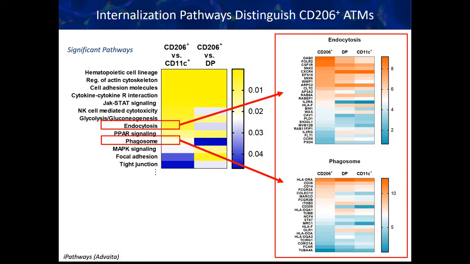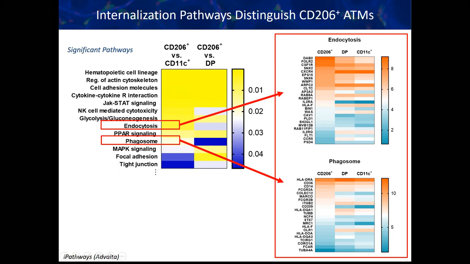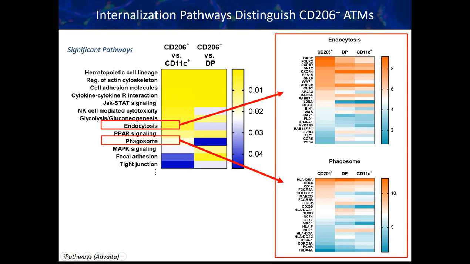Another thing that came out from these data is that, looking at pathway analysis, the 206 positive ATMs, when compared to the 11C positive and when compared to the double positive, diverge in terms of their expression of genes related to endocytosis and phagocytosis, internalization genes, basically. So here we're just showing relative gene expression in the 206, ranked high to low, and then a comparison of the other two subtypes. And you can really see here that the other two subtypes seem to co-express, and they seem to be highly related compared to the 206, which diverge quite a bit.